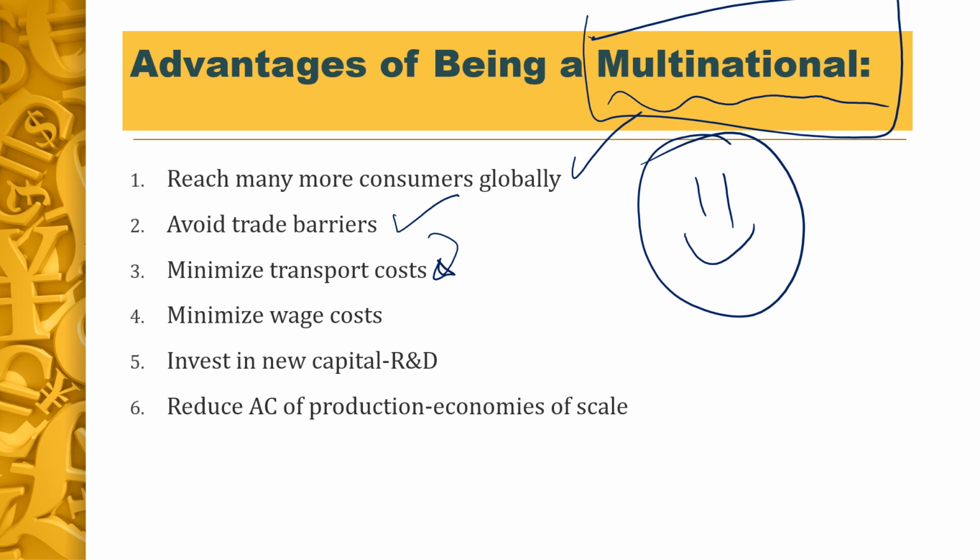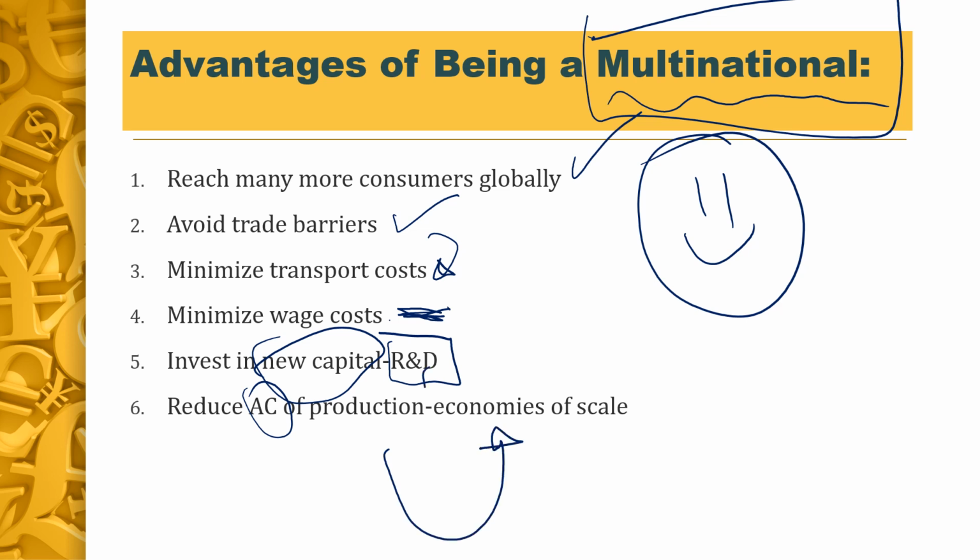Also, because they are operating in countries, which was one of the disadvantages of globalization, where they have cheaper labor costs, it would lead to lower wage costs, lower labor costs, okay? And because they're too big and they are making a lot of revenue and a lot of profit, they are able to invest in new capital and in new methods for research and development. And all of this would lead to lower average cost of production, which would eventually lead to economies of scale.